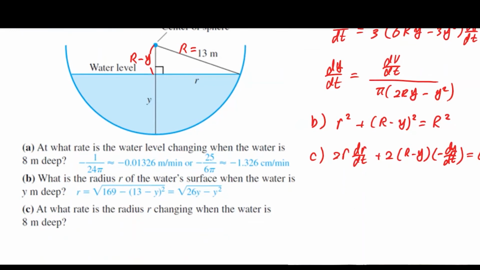And we are solving for dr dt now, aren't we? So dr dt is equal to, putting it on the other side, 13 minus y over r, and then dy dt. You get it? Question? Too much algebra? And then I'm pretty sure you can manage to plug in numbers yourselves, right? Okay, moving on.